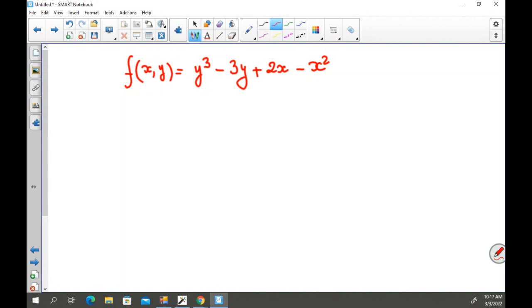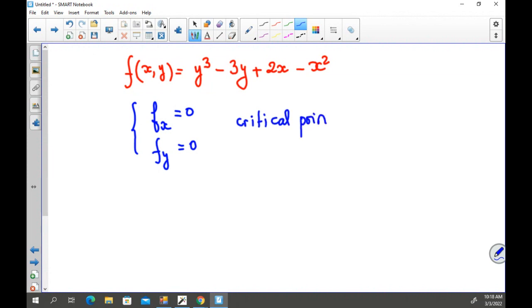How do we find that? The derivatives. What do we do with these derivatives? Equal to 0, yes. You need to solve fx equals 0 and fy equals 0. That is what critical points are. These are points where fx is equal to 0 and also fy is equal to 0. This is how you get the critical points.